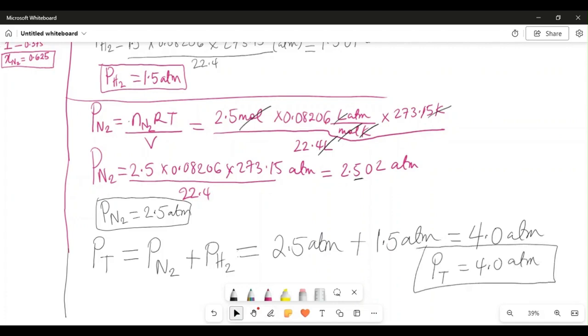Now, this is all done, but I want to teach you another way to find the total pressure, which is quicker, especially if you're asked this question in a multiple choice way, right?